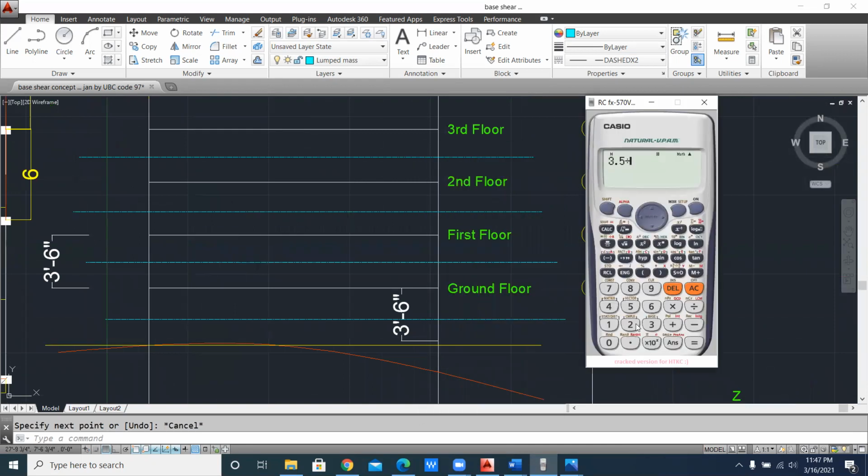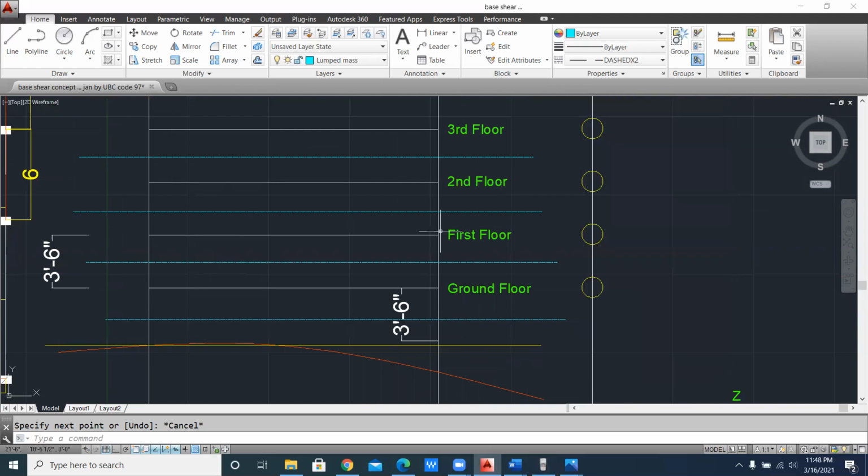So 3.5 divided by 2. How much do you get? That is 1.75, and plus 1.75. So that is 3.5. So you have to lump here.